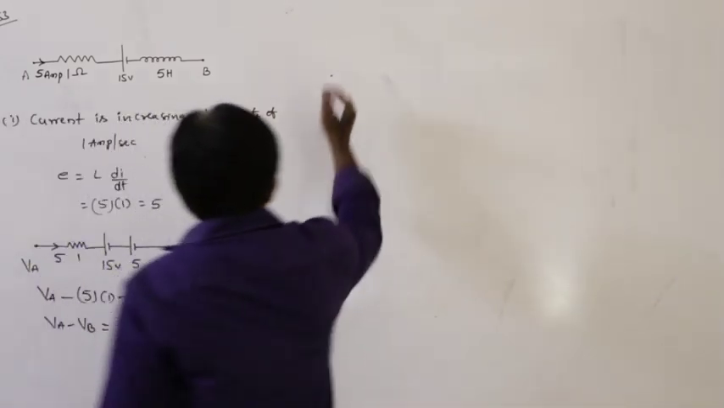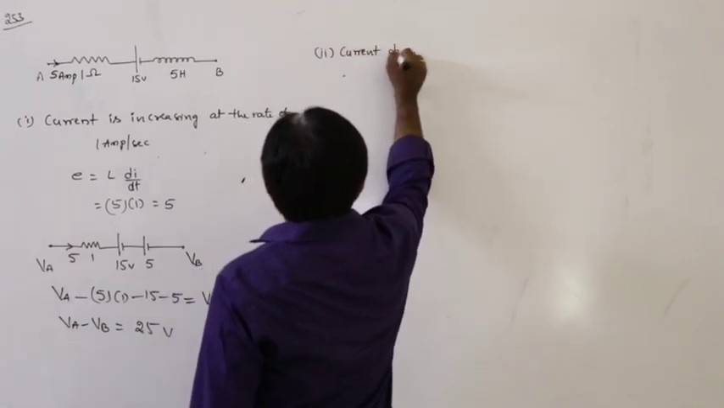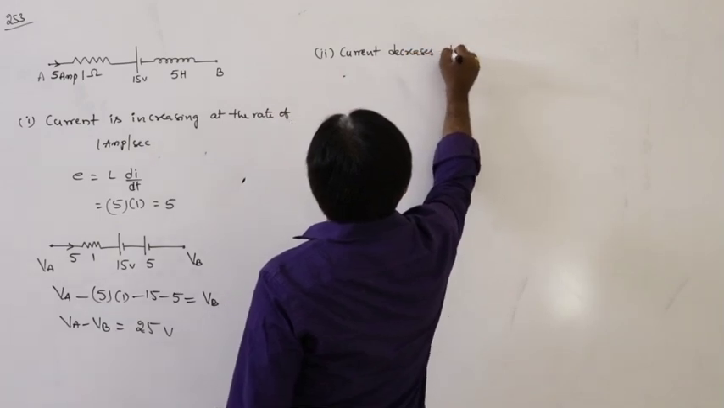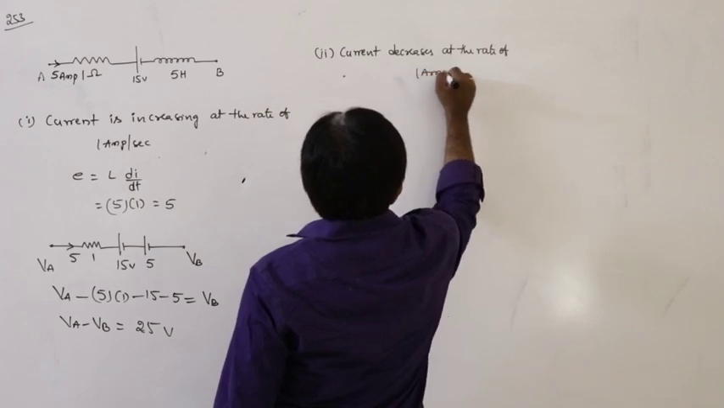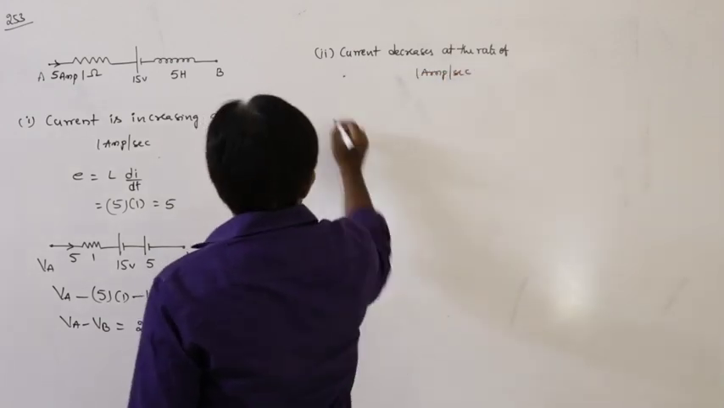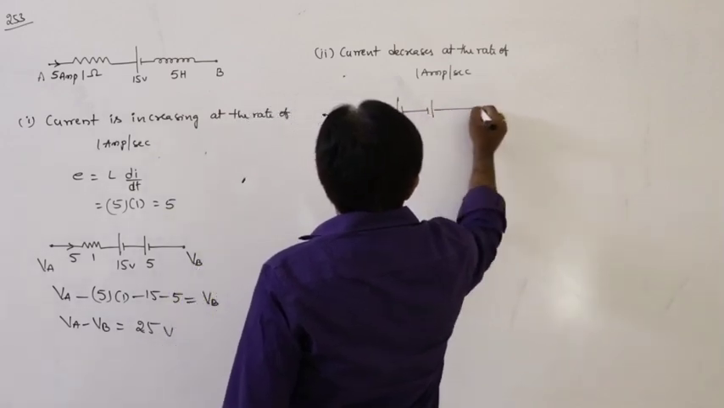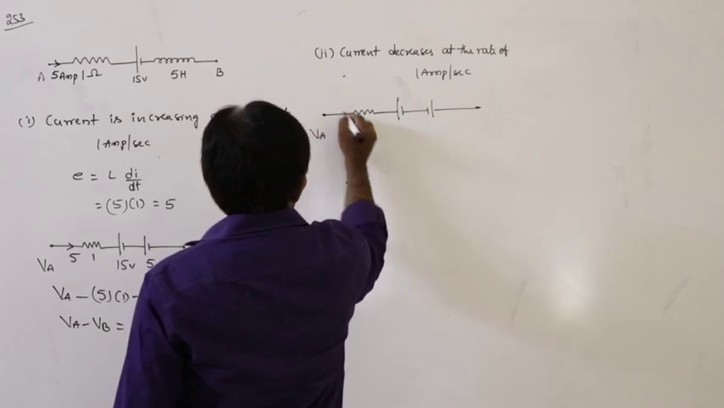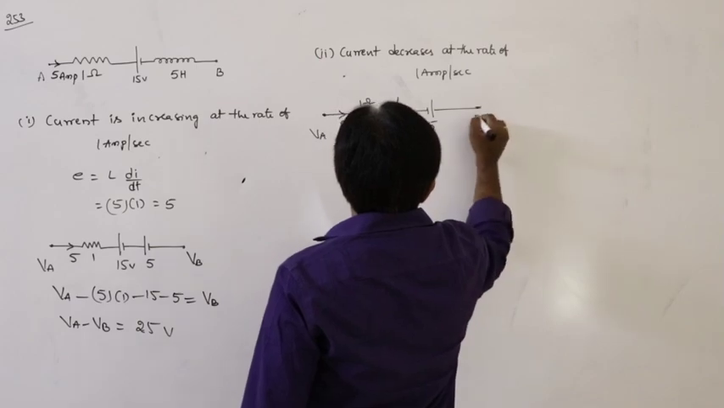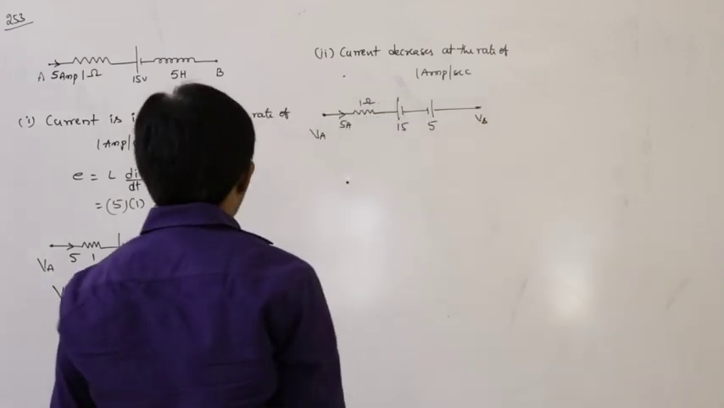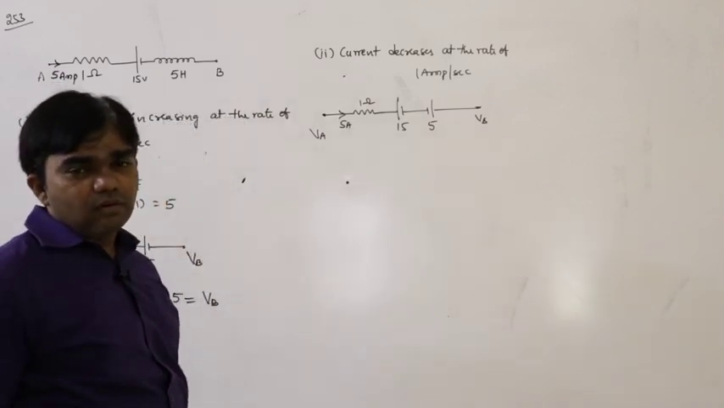So if the current decreases, the second condition is the current decreases at the rate of 1 ampere per second. So now in this situation, the inductor opposes the flow, so this is 5 amperes, 1 ohm, this is 15, this is 5 again. So VB. The inductor opposes the flow, that means decreasing, current decreasing at the rate of 1 ampere per second.